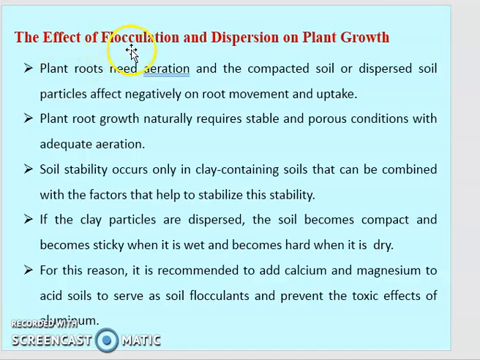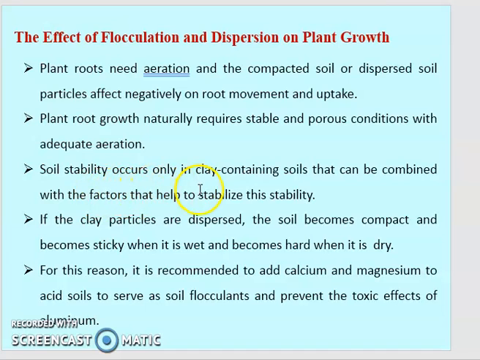Effect of flocculation and dispersion on plant growth. Plant roots need aeration, okay? And compacted soil or dispersed soil particles affect growth, root movement and uptake negatively. Okay, so dispersion is not favorable. You usually need flocculation of the soil particles in clay soil. Plant root growth naturally requires stable and porous conditions with adequate aeration.